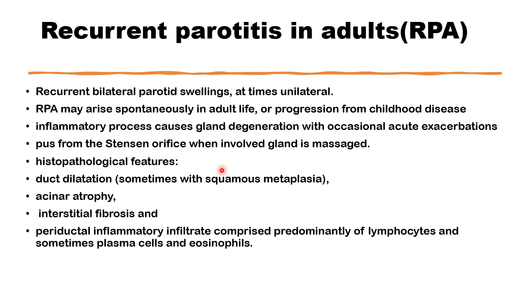The histopathological features are duct dilatation, sometimes with some metaplasia of the duct cells, and acinar cell atrophy, and interstitial parenchymal fibrosis. The fibrosis is mostly periductal due to the inflammatory infiltrate, which is predominantly lymphocytes, sometimes plasma cells and eosinophils as well.